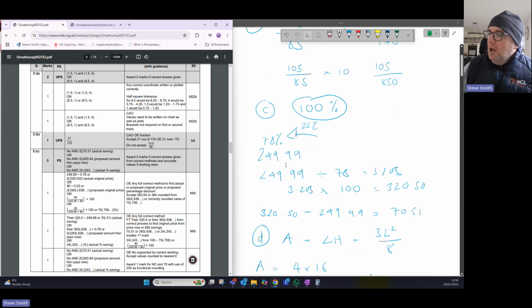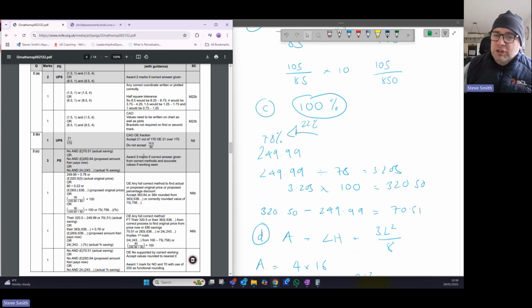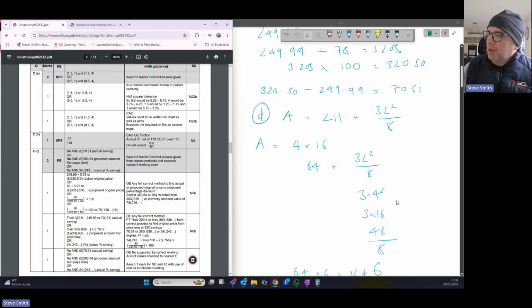Okay, C. We're looking at the 100% value when she bought her hot tub. So we were saying how much has she saved? Was it how much has she saved? Yeah, how much has she saved? Bit of a mouthful. £70 and 51p, and we got £70 and 51p.